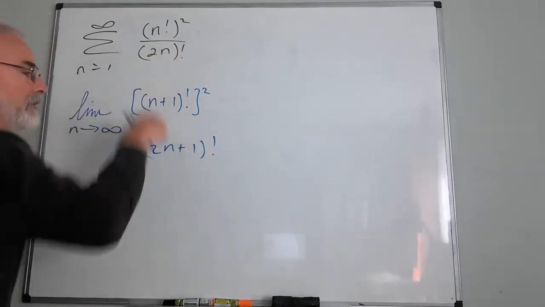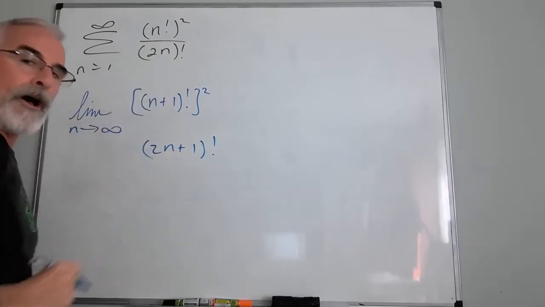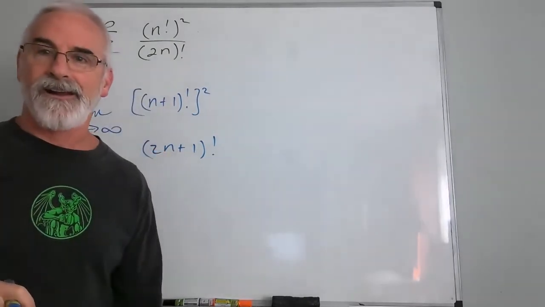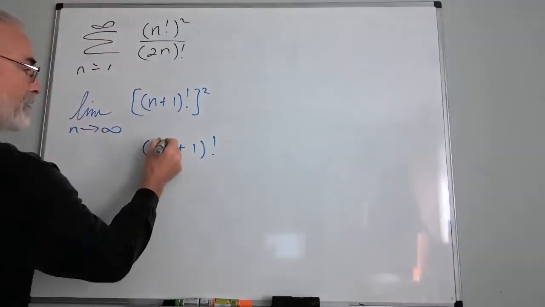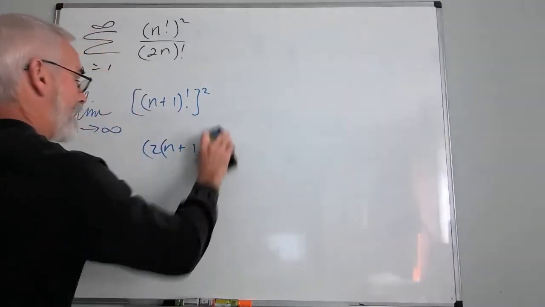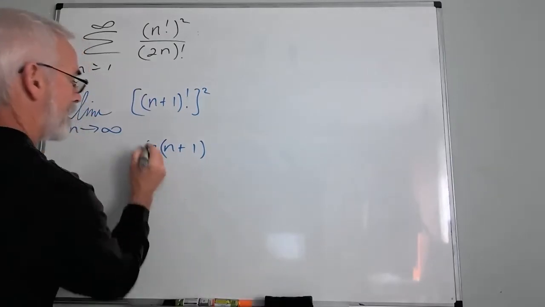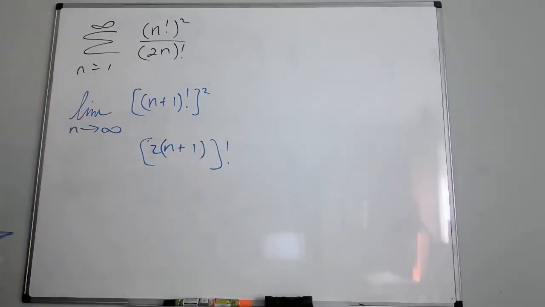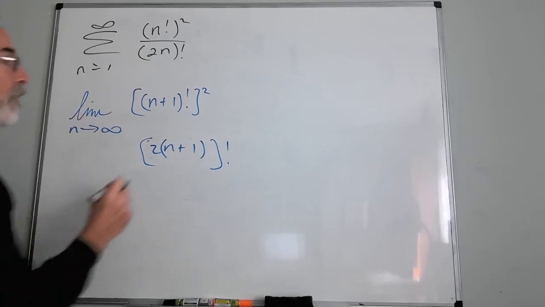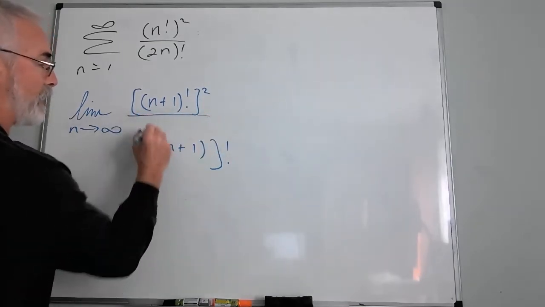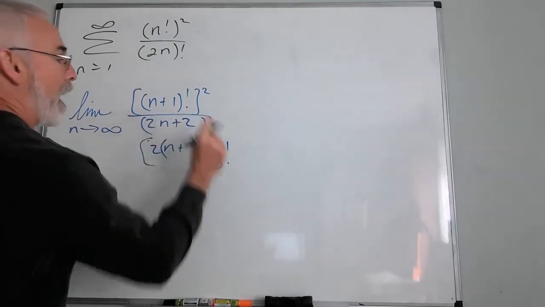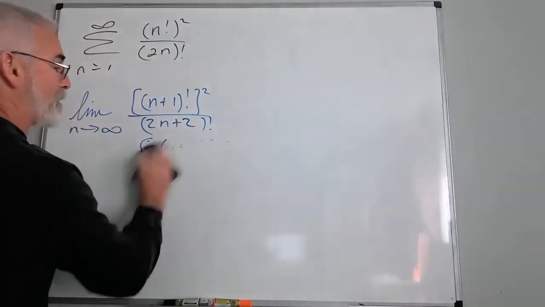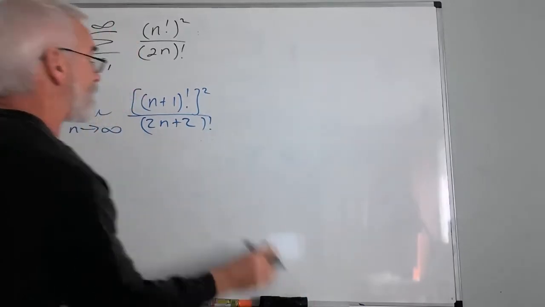Yes or no? No. Why not? The parentheses should be around the n plus 1, not the 2. How about that? Is that correct? Should be. Therefore, my denominator is what? 2n plus 2.